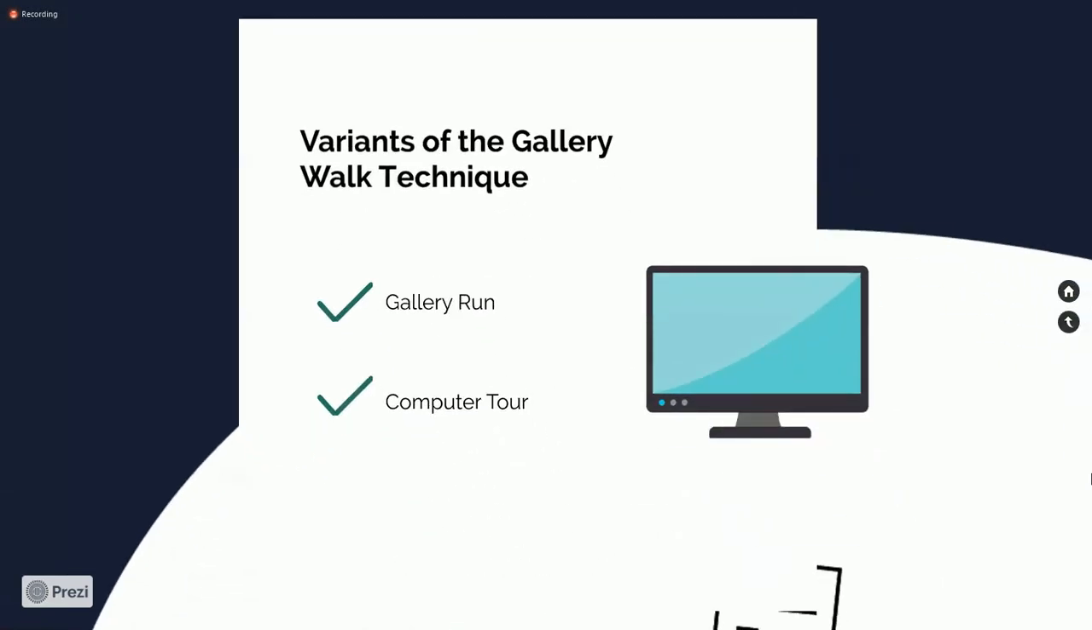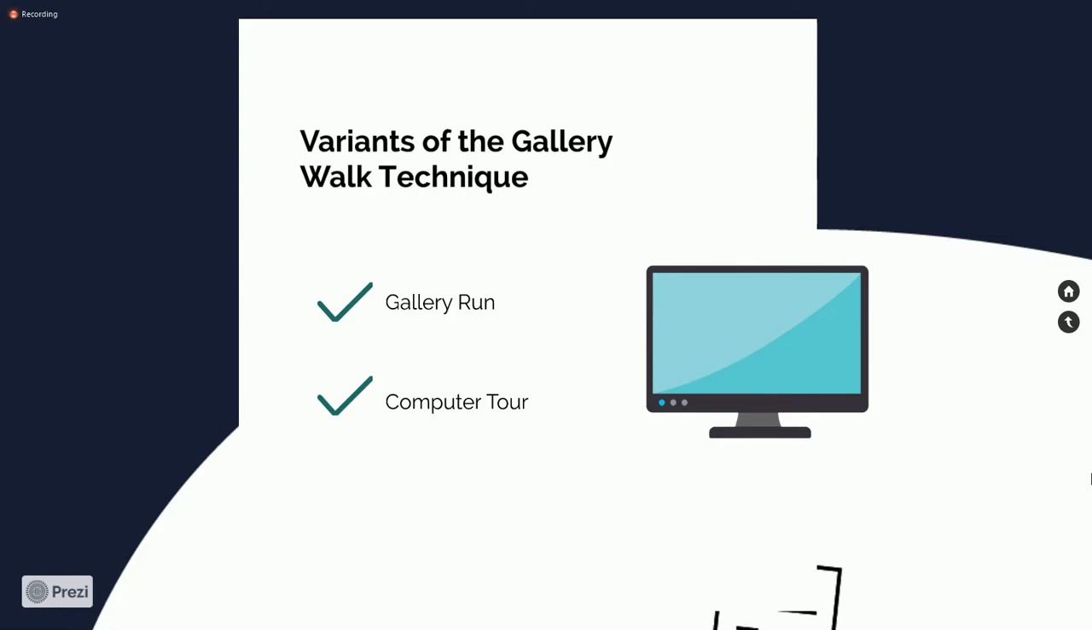Variants of the gallery walk technique. There are 2 variants of the gallery walk. 1. Gallery run. Gallery run is a speed-up version of gallery walk. The questions posted at each station are lower-level questions involving knowledge or comprehension. Consequently, students don't need to spend much time discussing questions at each station.